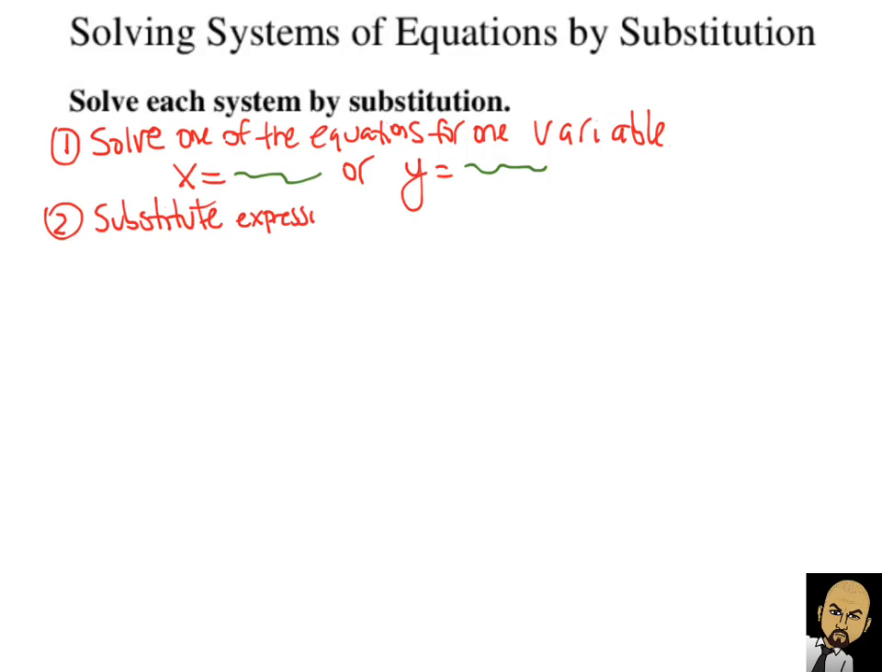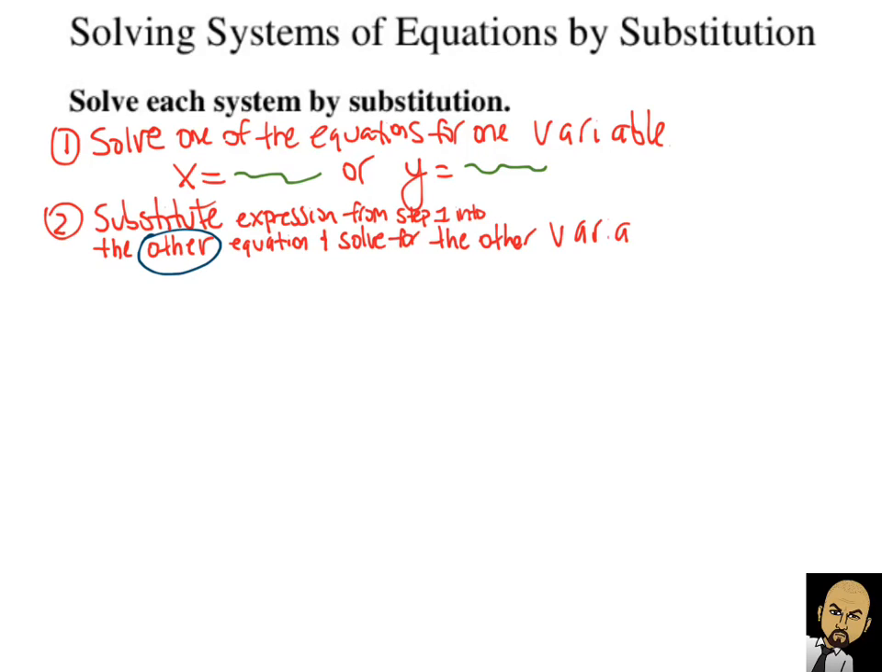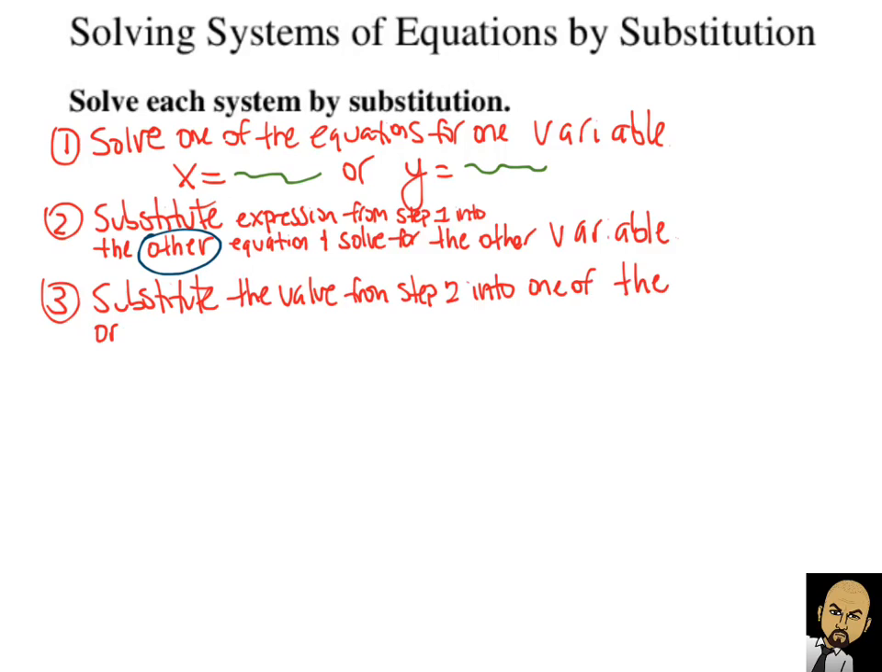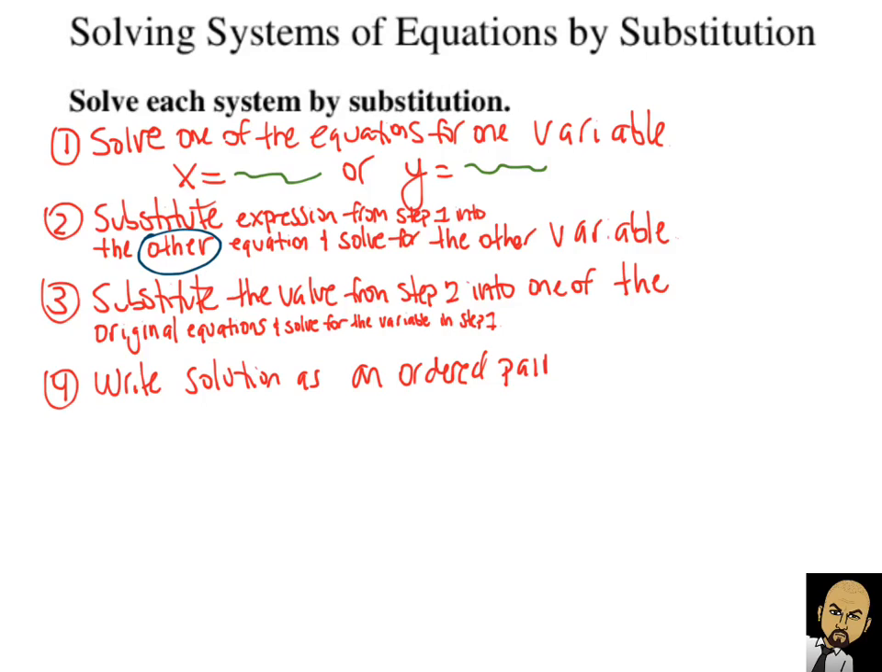The second step is you're going to substitute the expression from step number one above into the other equation, and you're going to solve for the other variable. Now, we'll talk about that when we get to it, but step number three is you're going to substitute the value, or your solution from step number two, into one of the original equations, and you're going to solve for the other variable in step one. And last but not least, the last step is to write your solution as an ordered pair in the form of the ordered pair (x, y).